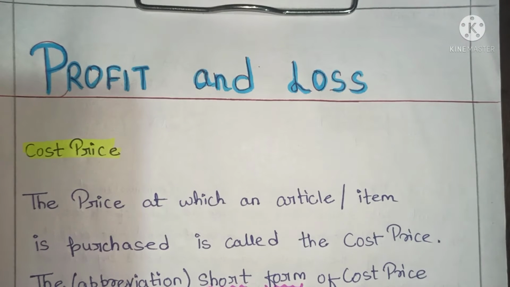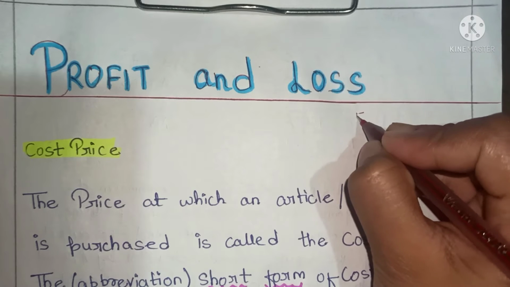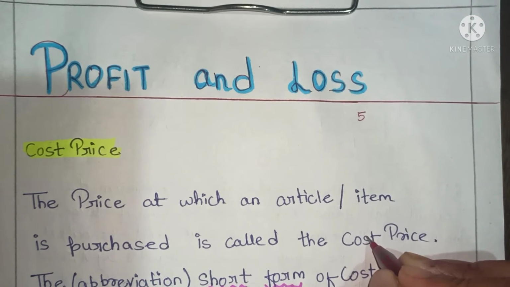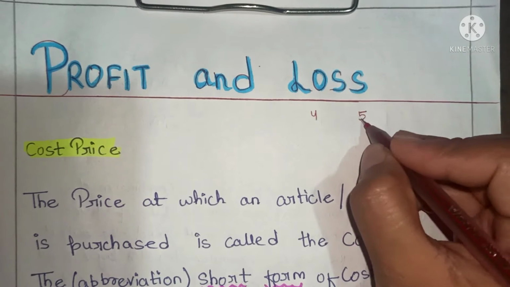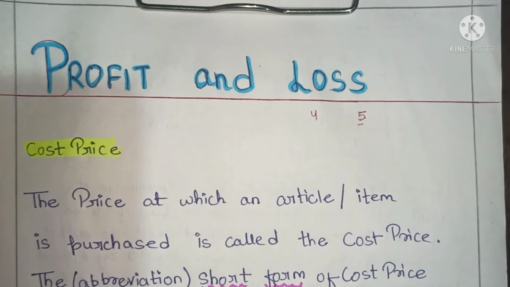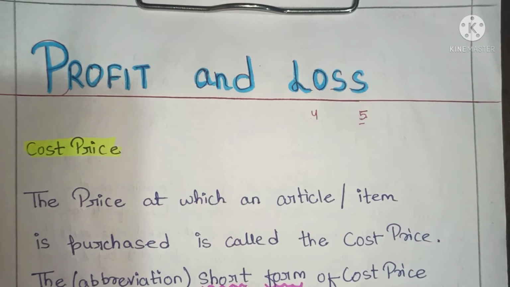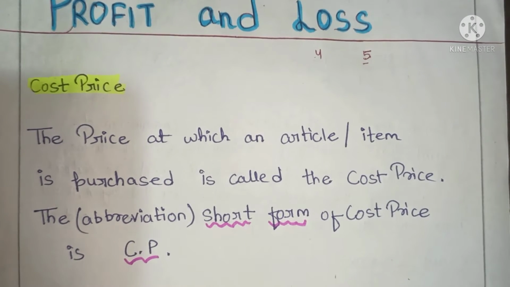Okay? Let us take one example. A shopkeeper is buying a pencil at 4 rupees, and he is selling the pencil at 5. So he is having a profit. He is earning extra money. Now this is profit. Okay? So we will learn more about it. But first of all, let us understand some terms, some words which are related to profit and loss.